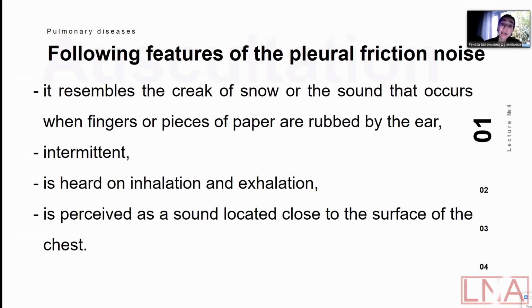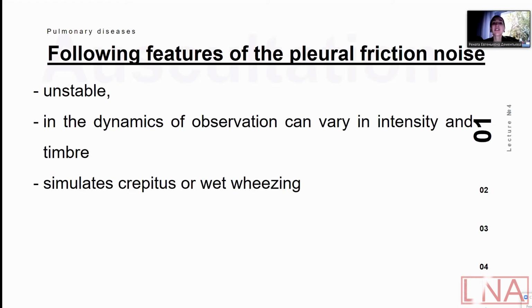Next feature: it is heard in both inhalation and exhalation and is perceived as a sound located close to the surface of the chest, in the zones close to the surface of the chest. Next feature of the pleural friction rub: unstable. In the dynamics of auscultation it can vary in intensity and timbre. More often it can simulate crepitus or wet wheezing, and in this case we need to differentiate crepitus, wet wheezing, and pleural friction rub.